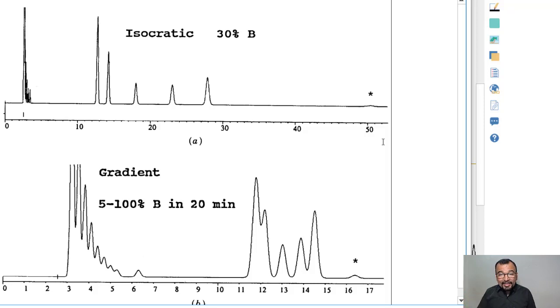But if you give the gradient run of 5 to 100 percent B, meaning you are changing the proportion of B and making the mobile phase stronger. The proportion of B is always the organic solvent, which increases the strength of your mobile phase. So the higher the content of percent B or organic solvent, the higher the strength of your mobile phase. Because of that, can you see here? The peak started eluting early, and the peak which was eluting at 50 minutes has now eluted at around 16 plus minutes. Now will you be able to see the response coming out of that peak?